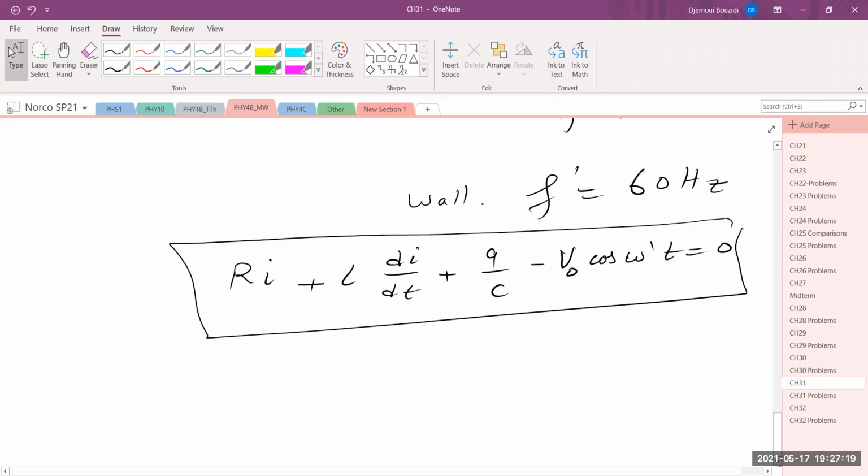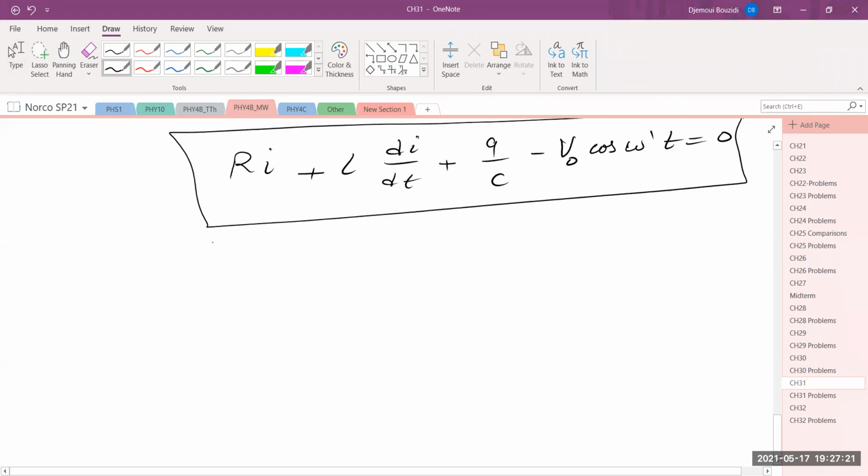Doesn't look too good at all. Let me write it down a little bit friendlier. First of all, I'm going to write it in terms of Q. Remember that I is equal to dq over dt, so di over dt is just the second derivative of Q with respect to time. And now the expression looks like this: d squared Q over dt squared.